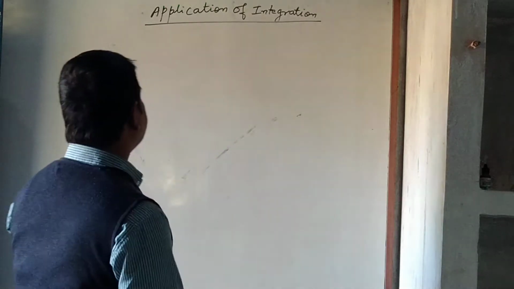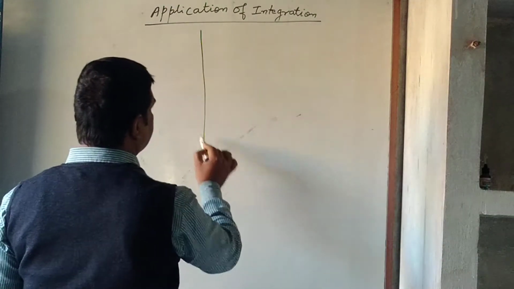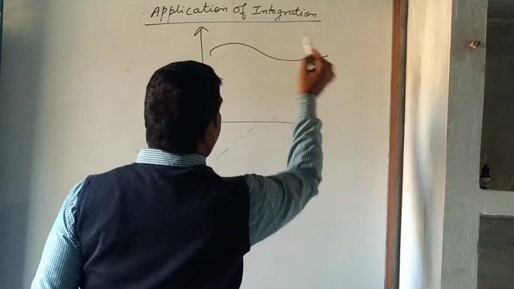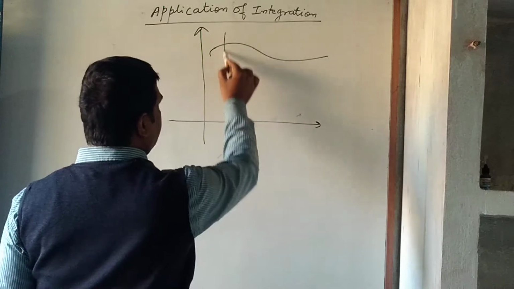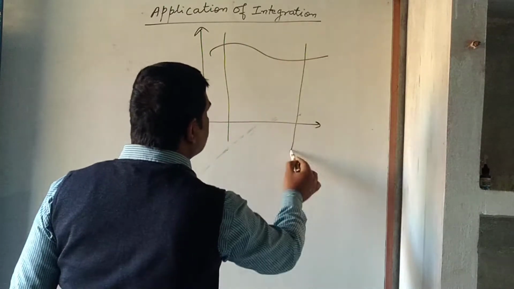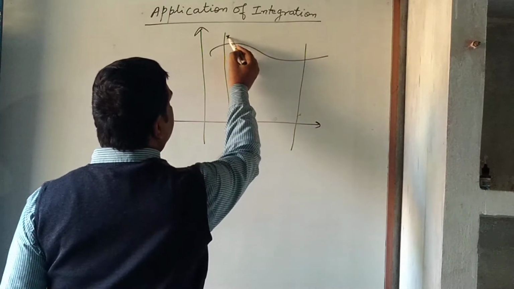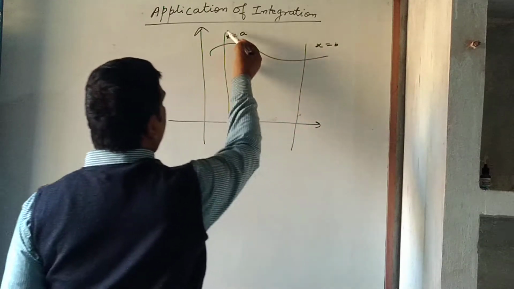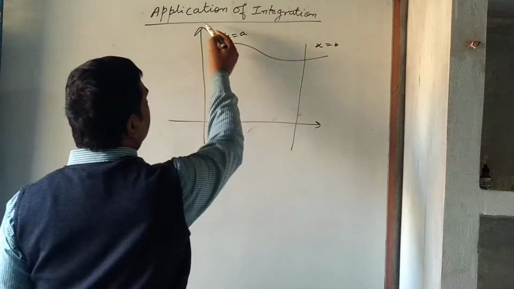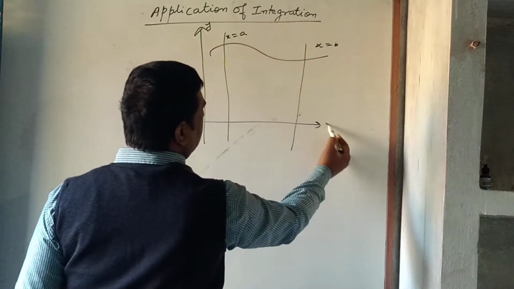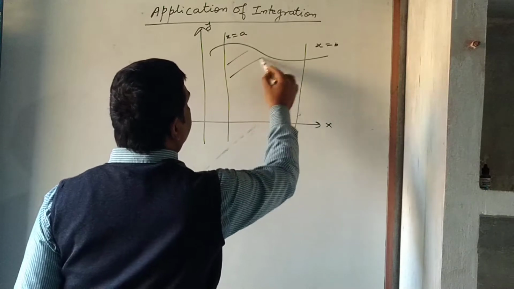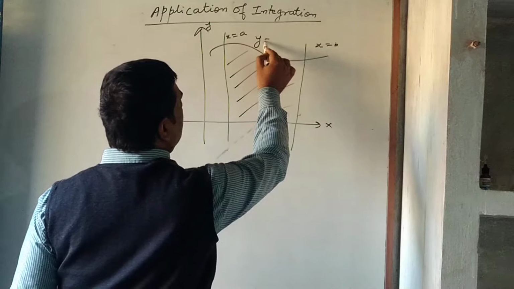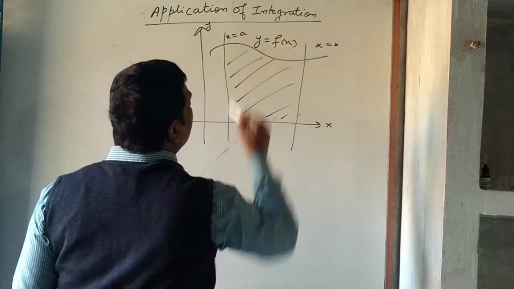For example, you can see the curve is given like this, and we want to find the area enclosed between this curve and the lines x equal to a and x equal to b. X equal to a is a line parallel to the y-axis, and x equal to b is also a line parallel to the y-axis. We are intended to find this area. And here this curve represents y equal to f(x).